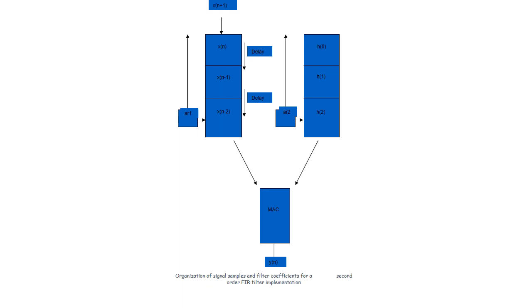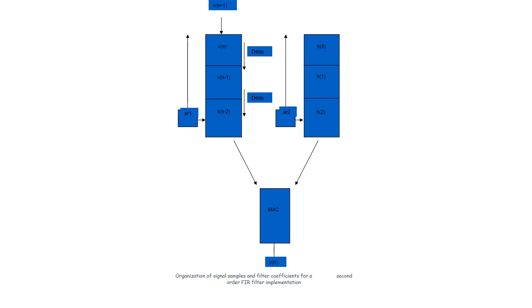filter implementation. So here we have to pass x of n, x of n minus 1, x of n minus 2. So here a delay of z inverse is given, that is the delays are given for each and every input value. For x of n we have used the h of 0, x of n minus 1, h of 1, x of n minus 2, h of 2. So all these things together form a single output and then it should be passed into the MAC.